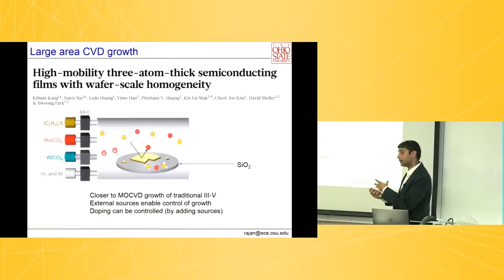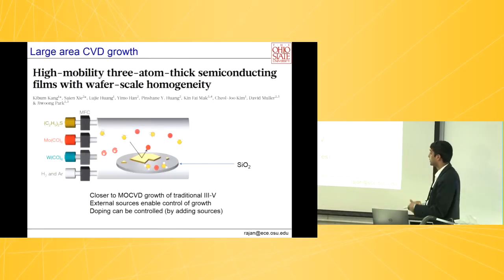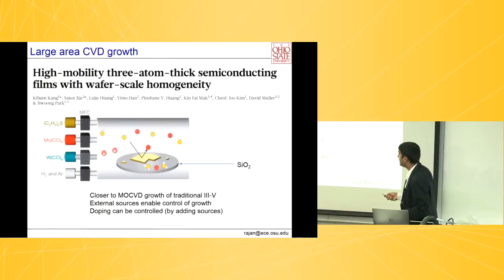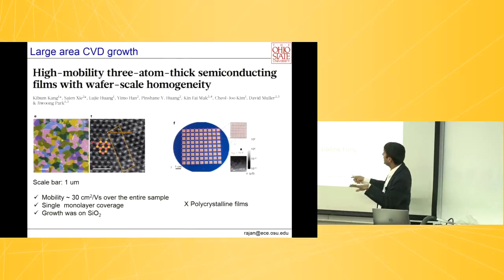it's different from many of the CVD approaches, which are basically a closed tube, and then you cook everything inside. This is basically injected gas, which is probably something like what you're getting here. And so this is closer to MOCVD growth of III-Vs. And I think eventually they can control the doping and so on. But the results are very interesting. They can actually get it over the entire wafer.